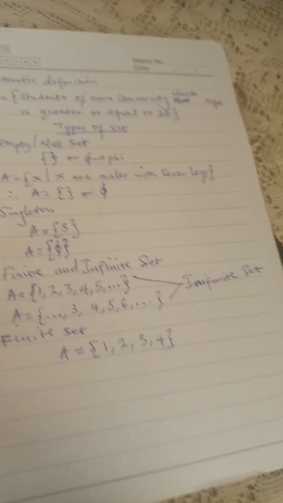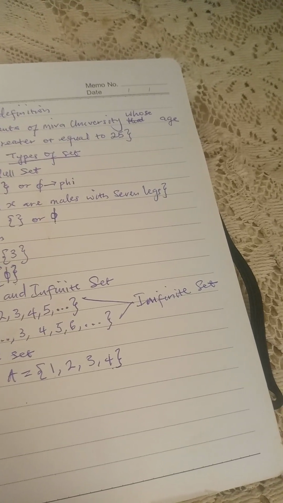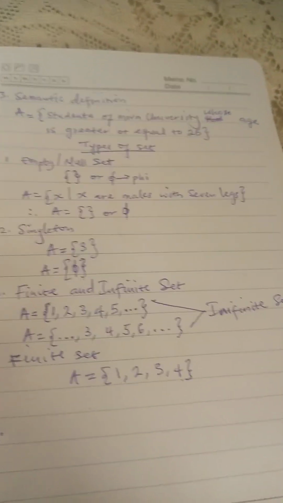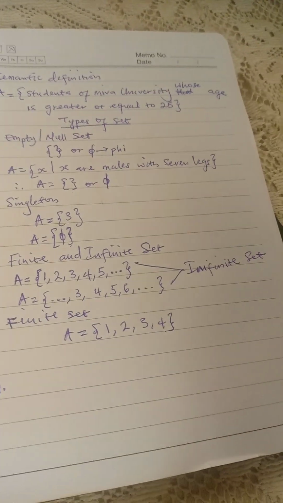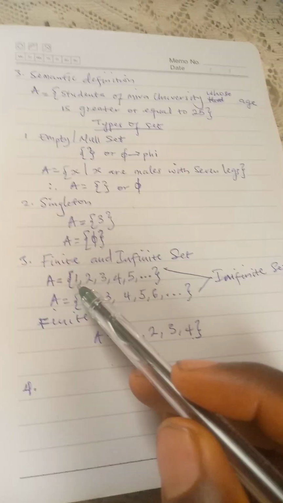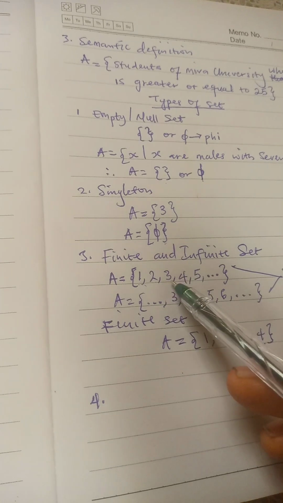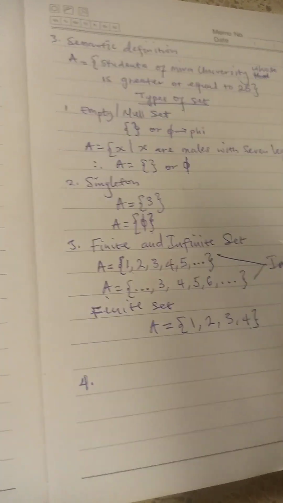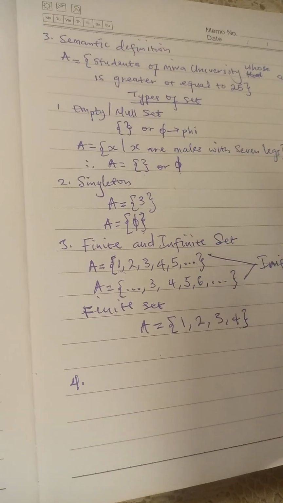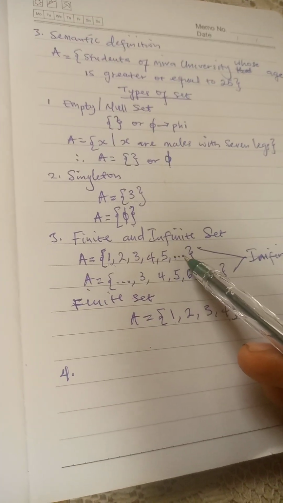First of all, an infinite set is a set whose number of elements cannot be counted. Such sets cannot be counted. So if we have set A to be 1, 2, 3, 4, 5, and then three dots, this means that this set is an infinite set. And these three dots are called ellipses.